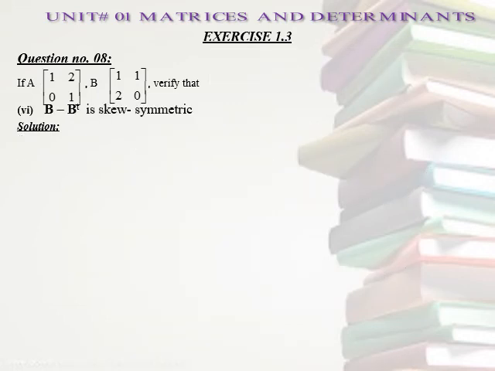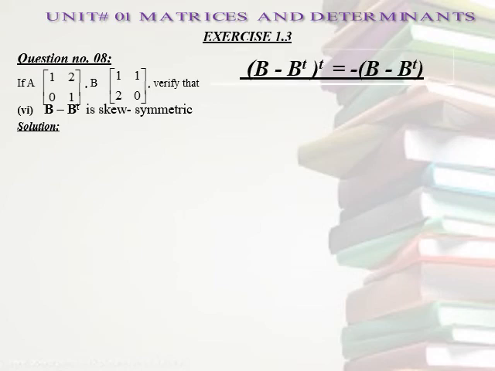Here is part 6 of question number 8, and according to the statement we have to prove that B minus B transpose is skew symmetric. So the condition is transpose of (B minus B transpose) should be equal to negative of (B minus B transpose). So first of all I have to find out the transpose of matrix B. Let this be matrix B and here is its transpose.